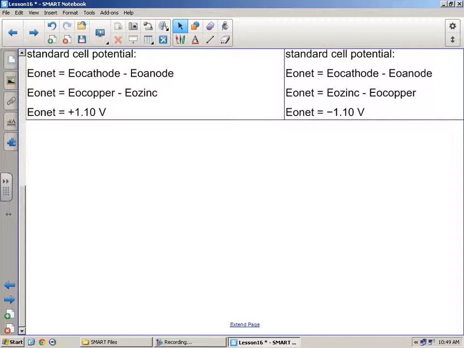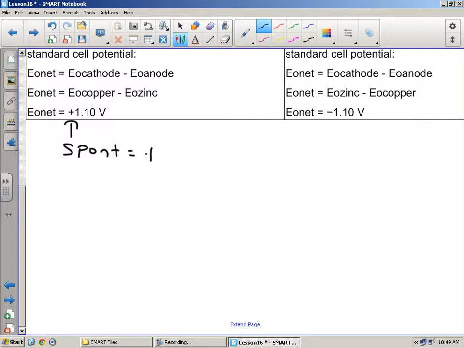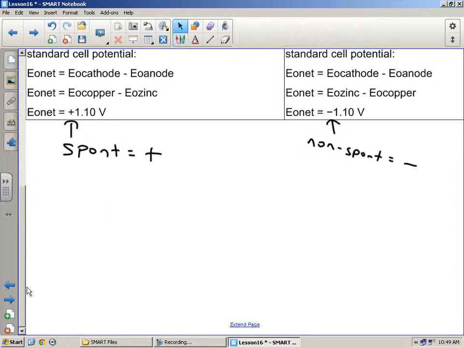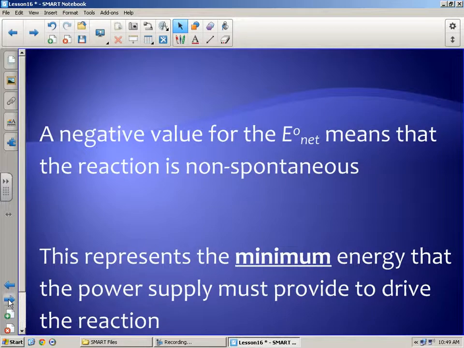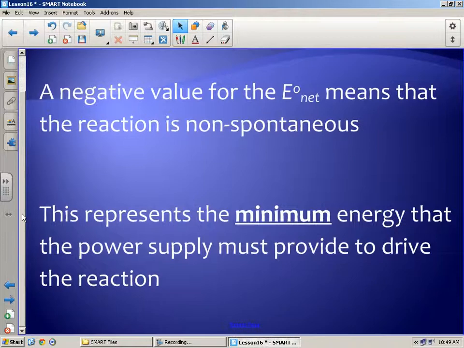So, spontaneous reactions, and we'll talk about this, spontaneous reactions are positive. Non-spontaneous ones are negative, absolutely, all the time. So electrolytic cells will always have a net negative voltage. Spontaneous cells will always have a net cell potential that is positive. Always, always. A negative value means that the reaction is non-spontaneous.